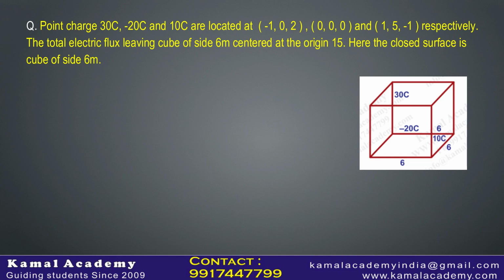Since the coordinates of the charge minus 20 coulomb are 0, 0, 0, we consider the charge minus 20 coulomb to be placed at the center of the cube. The coordinates of the charge 30 coulomb are minus 1, 0, 2. So we consider the position of point charge 30 coulomb as slightly on the negative x-axis and at 2 coordinates on the positive z-axis.